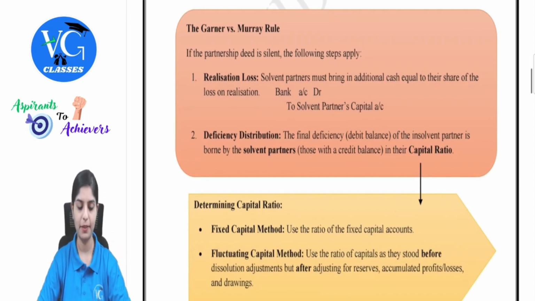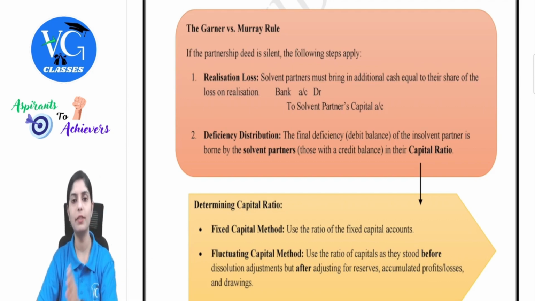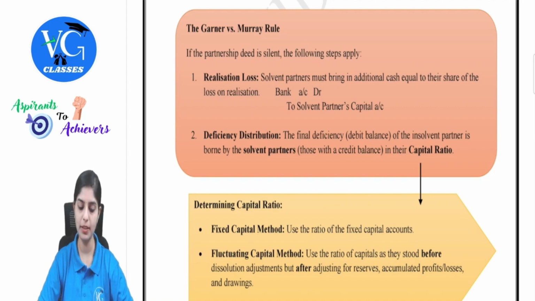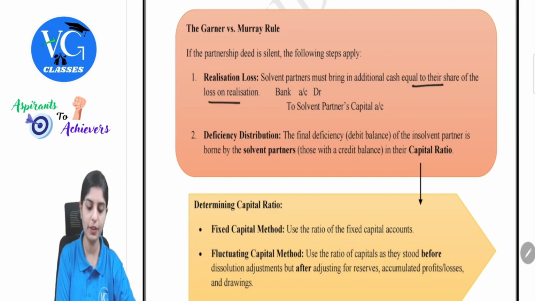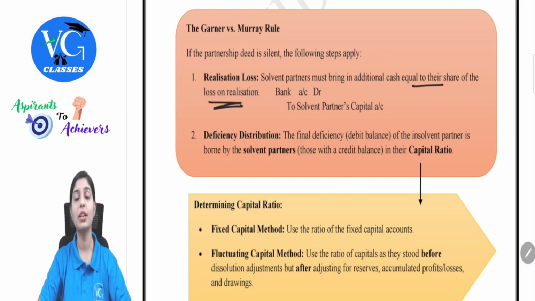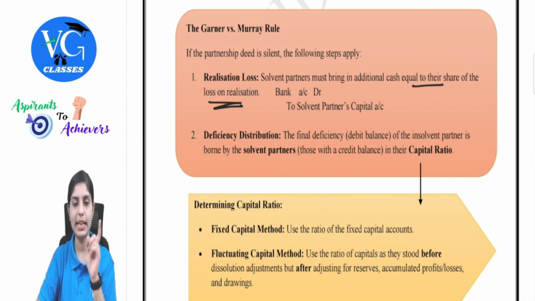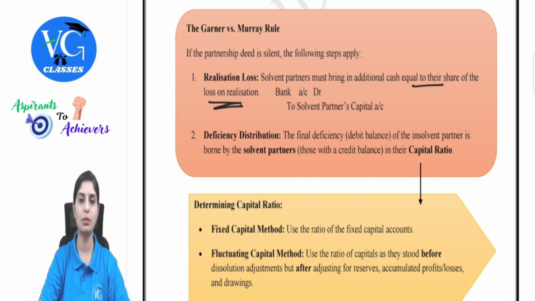What does this specify? If the partnership deed is silent, the following steps will apply. That is nothing but Garner versus Murray's rule. Two steps in this. First, solvent partners must bring in additional cash equal to their share of loss on realization. Understand one thing: while we discussed the realization account, there could be profit and there could also be loss. So if there is insolvency of a partner in the partnership firm, most times you will get a realization loss itself.